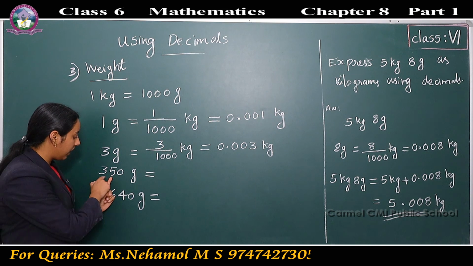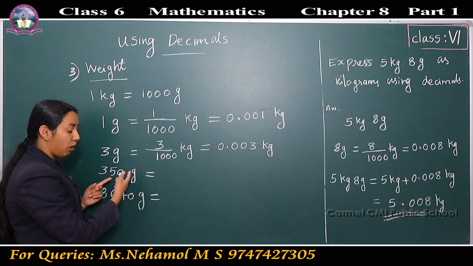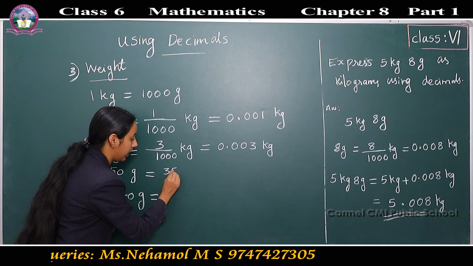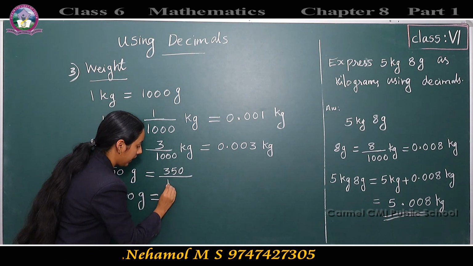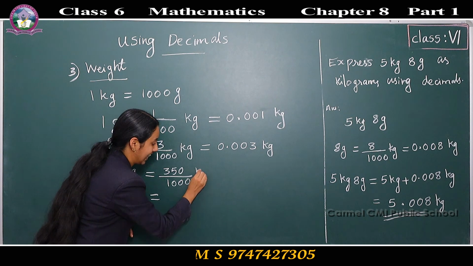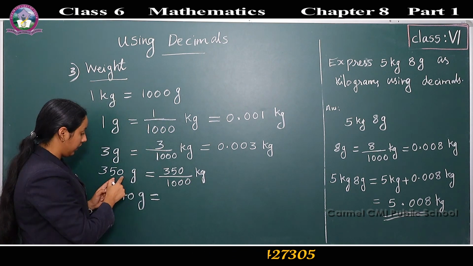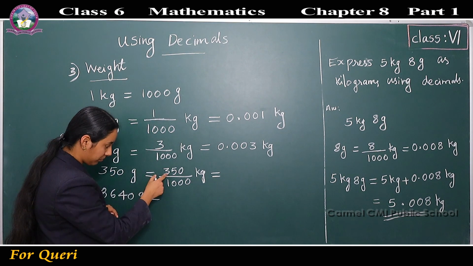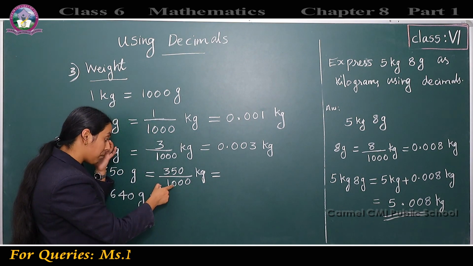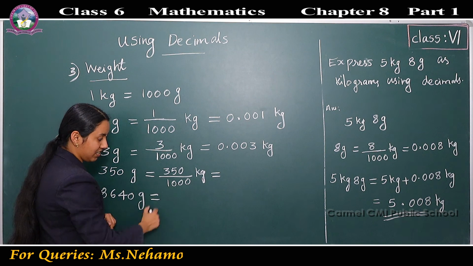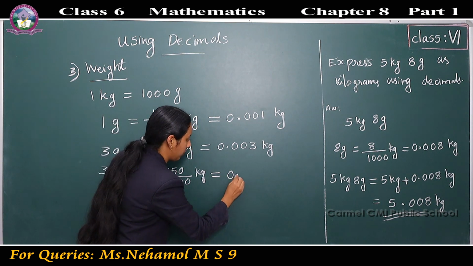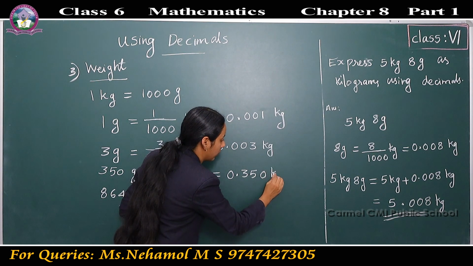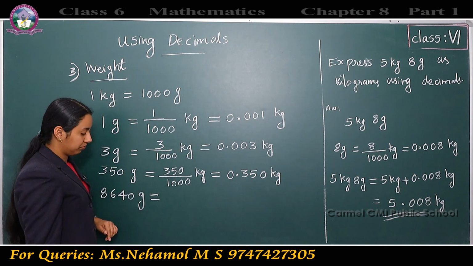Then, what about 350 gram? How much kilogram? 350 gram means 350 by 1000 kilogram. Then, what is the answer? 350 by 1000, 1, 2, 3 zeros. So, 0.350 kilogram.